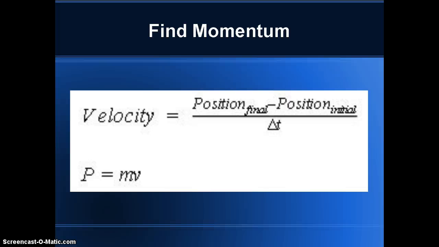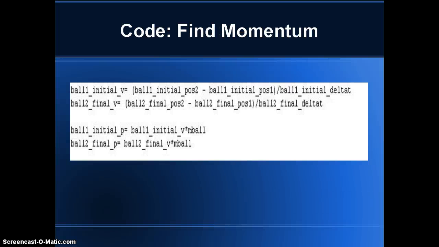Now we have to find momentum. Now we know that P is equal to mv. We need to find velocity as we have mass. Velocity is equal to position final minus position initial divided by delta t by the definition of velocity. Here's the equation in Python along the bottom here. You can see that we end up with the momentums.